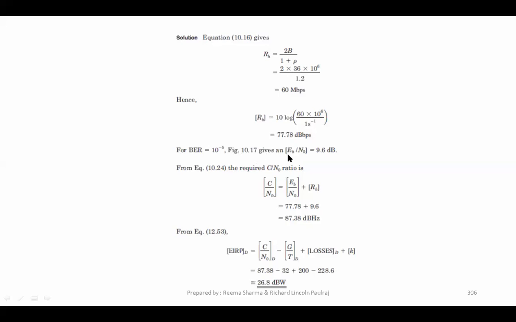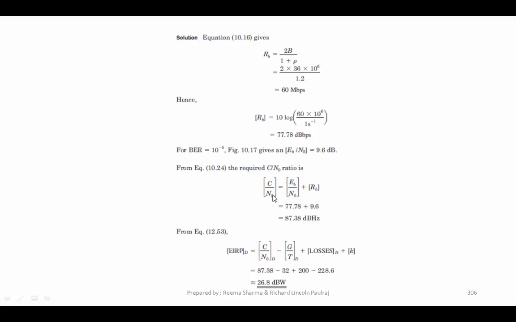Because they are telling us to calculate for a BER of 10 raised to minus 5, there's a figure actually. I have given the figure number, which is about 10.17, and we have to take the values from there, and it gives us approximately 9.6. So this is a standard value, just like your tabulations, your tables.